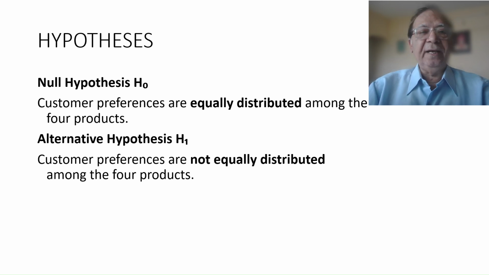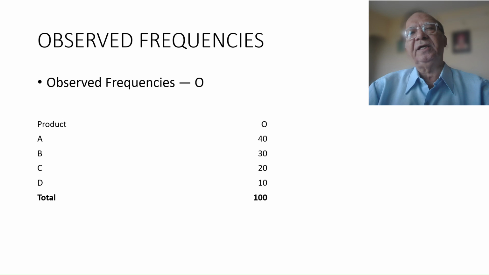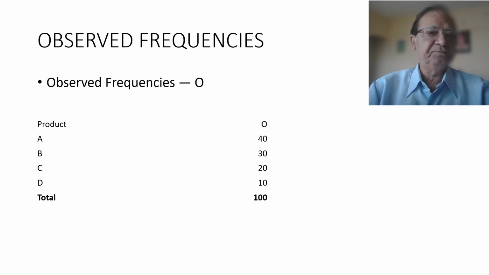Now let us formulate our hypothesis. The null hypothesis states that customer preferences are equally distributed among the 4 products. In other words, no product is particularly preferred over another. The alternative hypothesis states that customer preferences are not equally distributed. Notice that we are examining only one categorical variable, product preference. Therefore, this is a goodness of fit problem, not a test of independence.